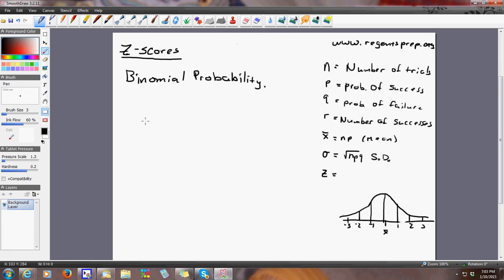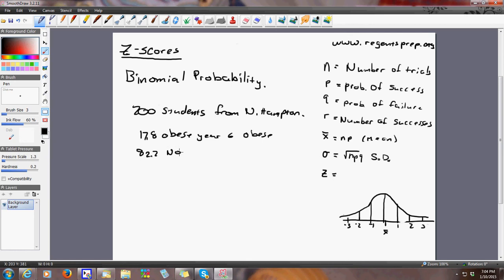And so I'm going to use an example, and let's say I have 200 students from a town called Northampton. Now, I just went onto the Northampton website and found out that 17.8% of year 6 are obese, which would mean that 82.2% of year 6 students are not obese.